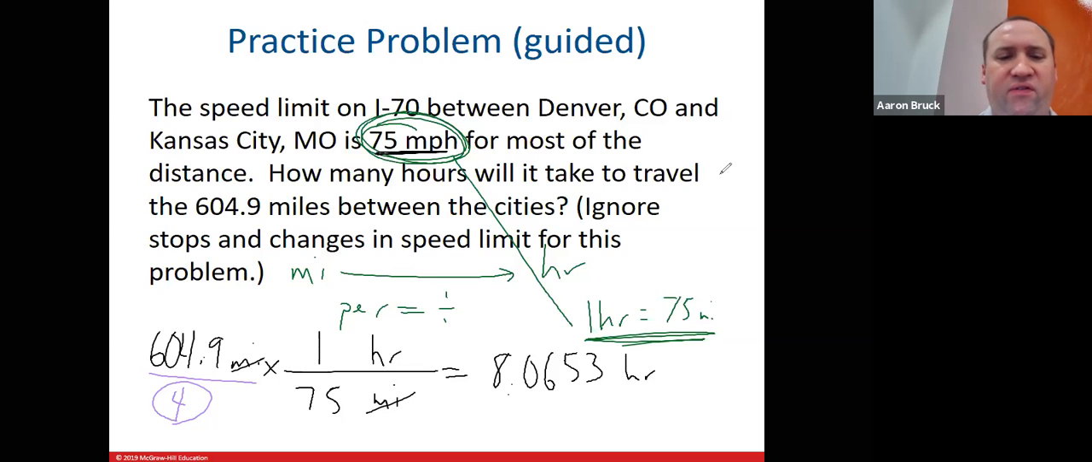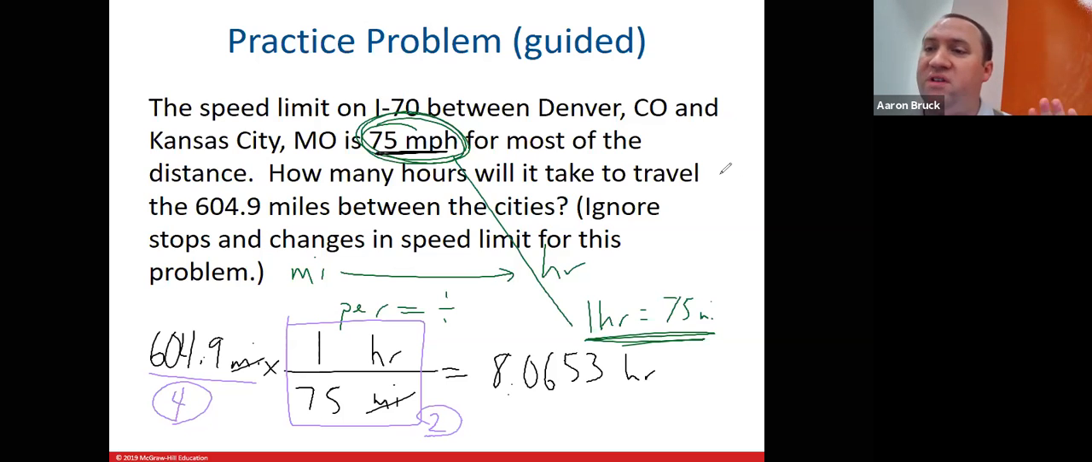How many significant figures in this measurement of speed? Right. Adria says 2. David says 2. Colby says 2. Trenton says 2. You're right. So we've got 2 significant figures in the speed measurement. We've got 4 significant figures in the distance measurement.